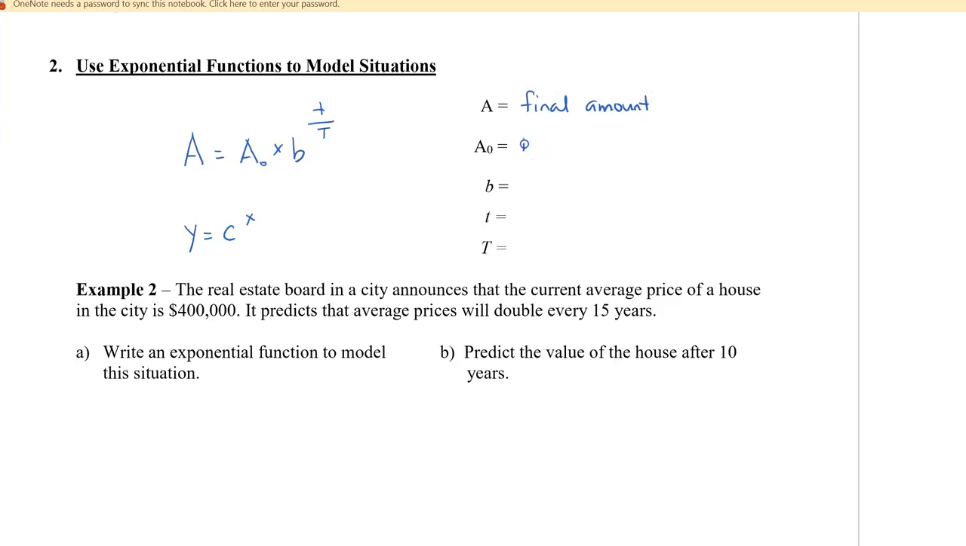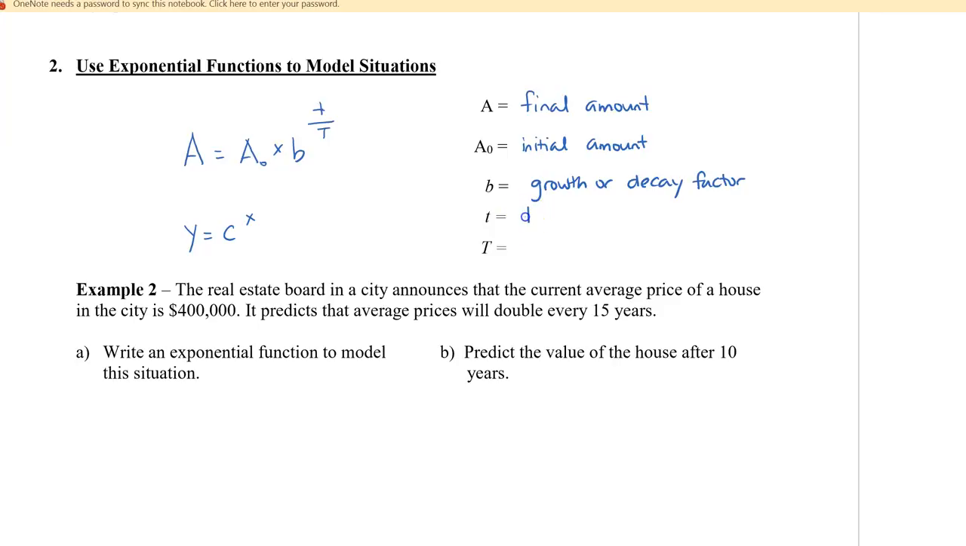A naught is our initial amount. In other words, it's kind of like our stretch. I've changed the c to a b, and I've called that our growth or decay factor. Now, the growth or decay factor has to be a fraction or a percentage. Remember that it shows you how much remains or how much it's growing by compared to the previous time.